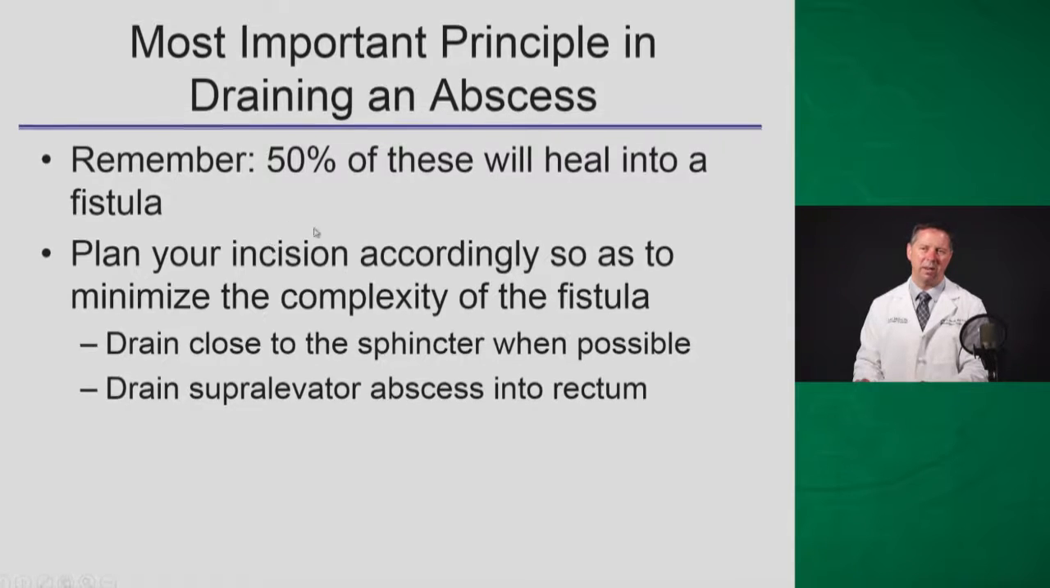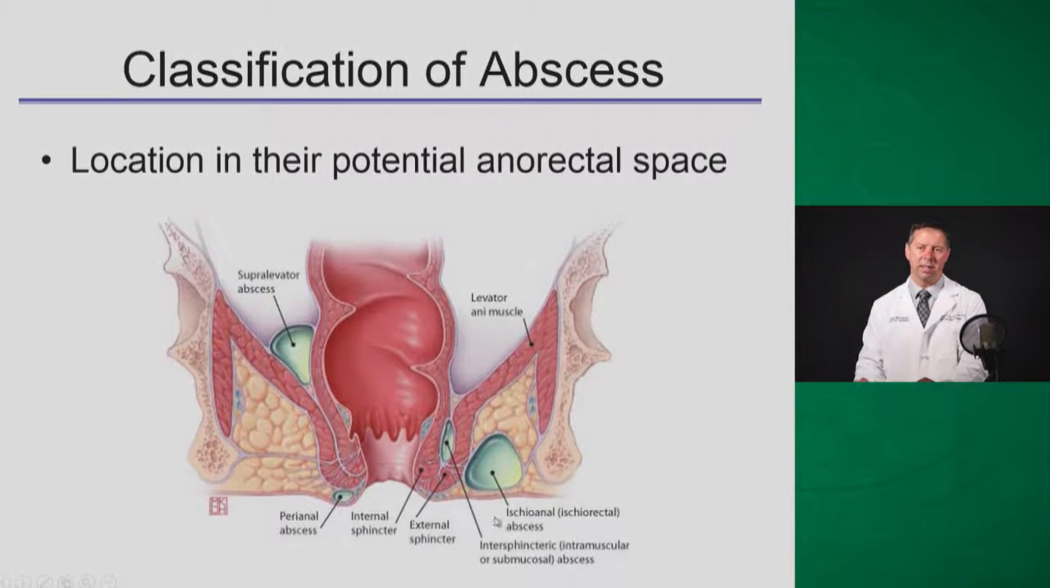Therefore, we have to plan our incision accordingly to minimize the complexity of the fistula. What I teach my residents is to try to drain close to the sphincter when possible, and if it's a supralevator abscess, drain into the rectum. Just to think about the anatomy for a second: if you have an abscess out here in the ischiorectal fossa and you put your incision way out here, you'll potentially have quite a long fistula tract, versus putting your incision here to drain this abscess, where you'll have a much shorter fistula tract.